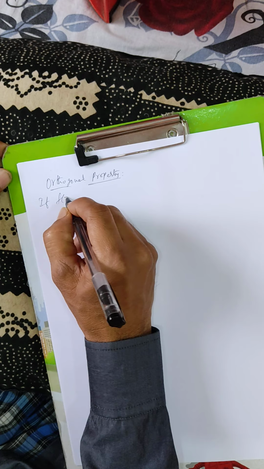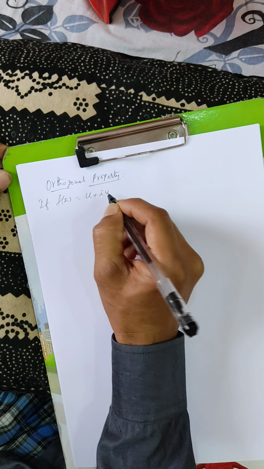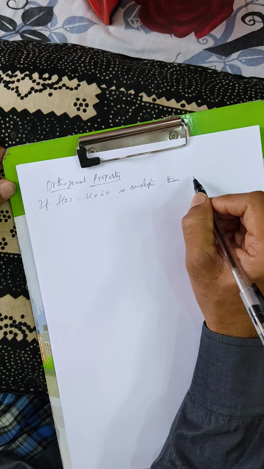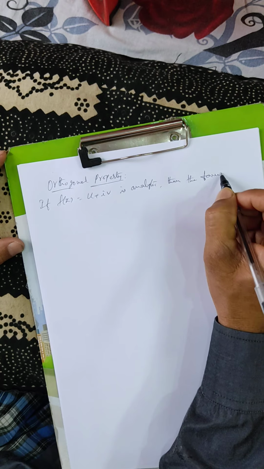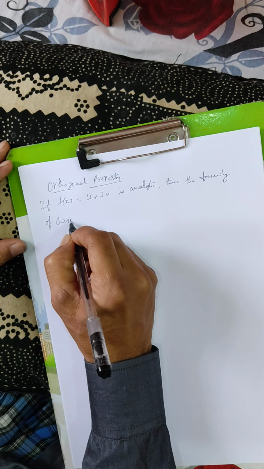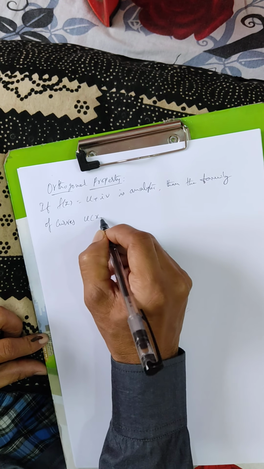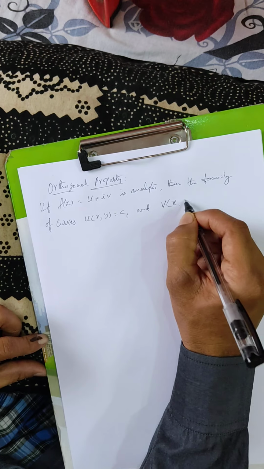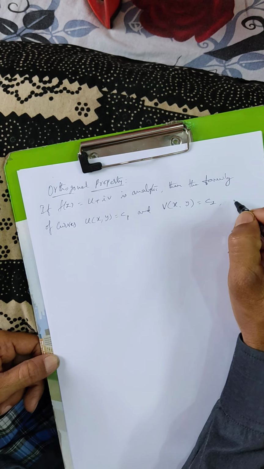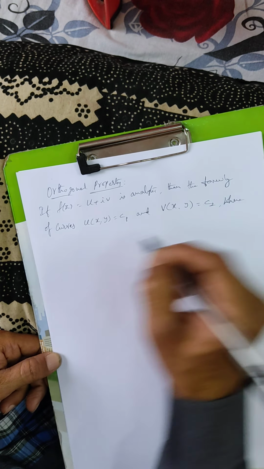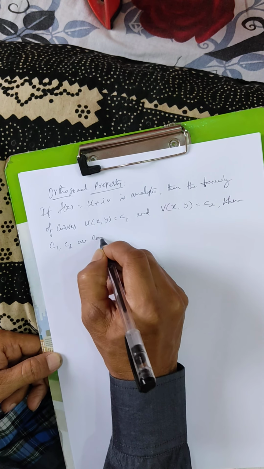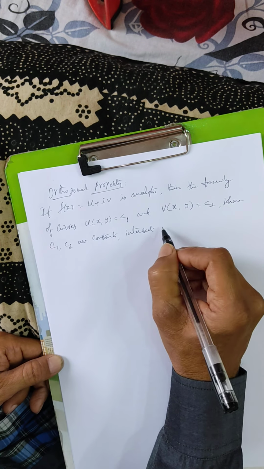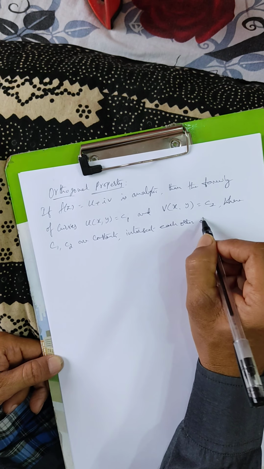If f of z is equal to u plus iv is analytic, then the family of curves u of x comma y is equal to c1 and v of x comma y is equal to c2, where c1 comma c2 are constants, intersect each other orthogonally.